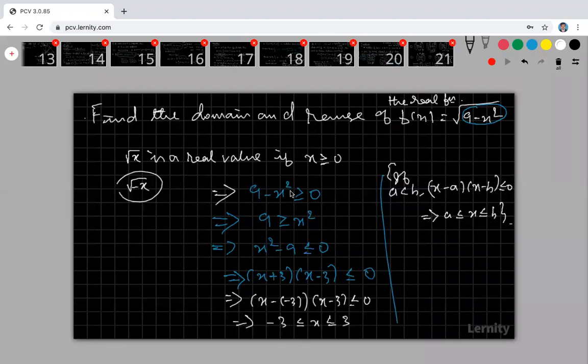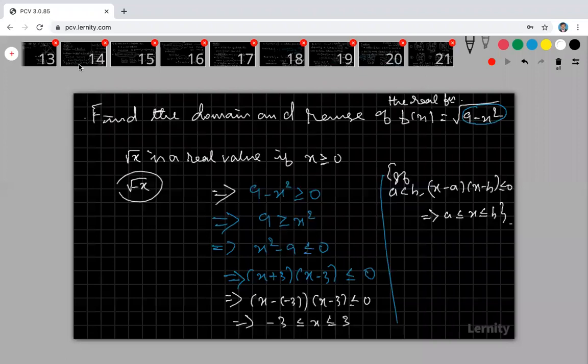So how am I deriving this? This is my 9 minus x square is greater than or equal to 0. And from this, I am writing x square minus 9 less than or equal to 0. Applying the a plus b, a minus b formula, and applying this result, if a is less than b, (x minus a)(x minus b) less than or equal to 0, then my x lies between a and b. Actually, here this is my a, this is my b. Therefore, my x lies between a and b. This is the domain of the function.